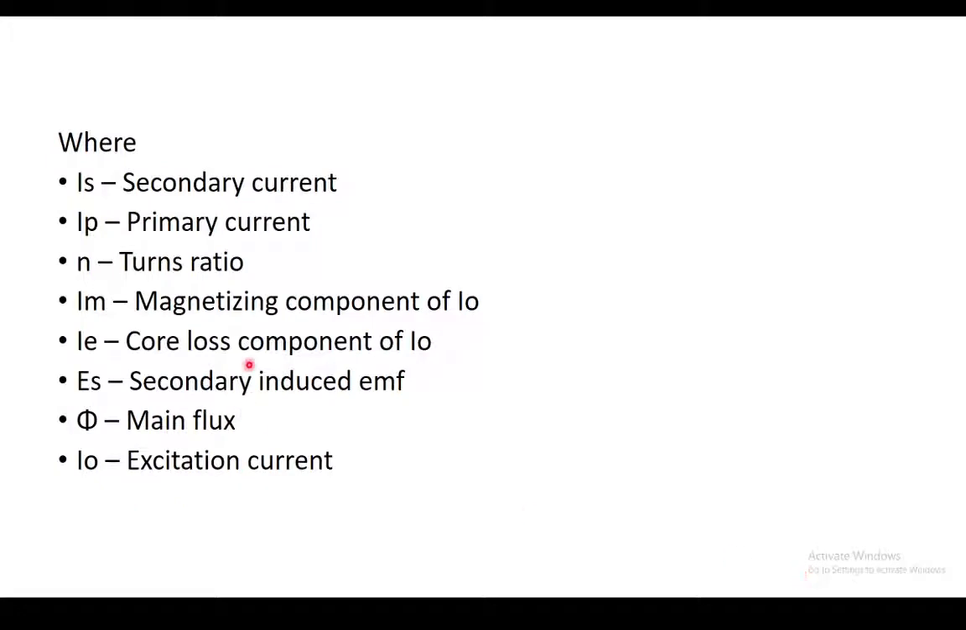So, let us repeat the following variables: secondary current, IS; IP, the primary current; turns ratio, or A in other books; IM, the magnetizing component of the excitation current; IE, the core loss component of I naught, or excitation current; ES as the secondary induced EMF; phi as the main flux; and I naught as the excitation current.